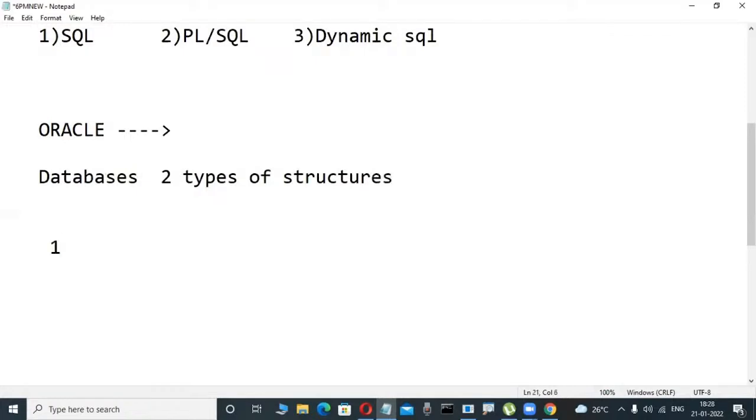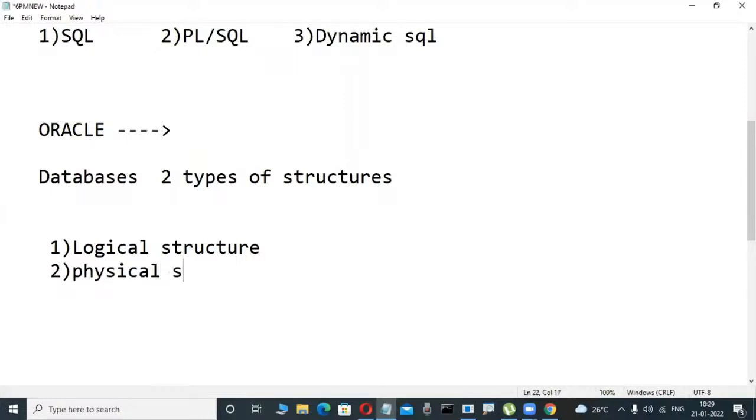One is, maybe anybody having an idea? Suppose you are taking Oracle, SQL Server, MySQL, DB2, any relational database software you are installing in your system, two types of structures are there. One is logical structure. Database means it is a place where we can store structure. Here one is logical structure. Another one is physical structure.